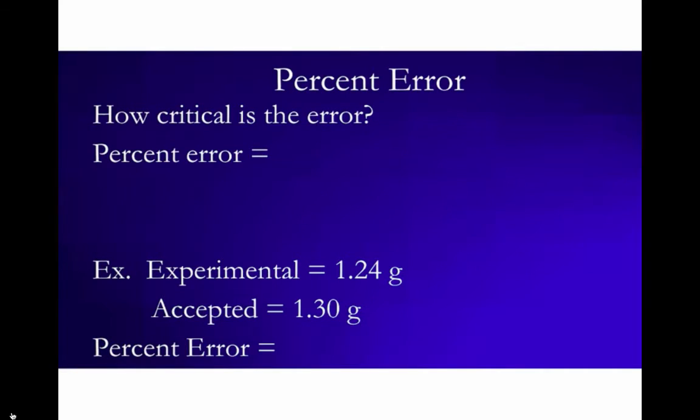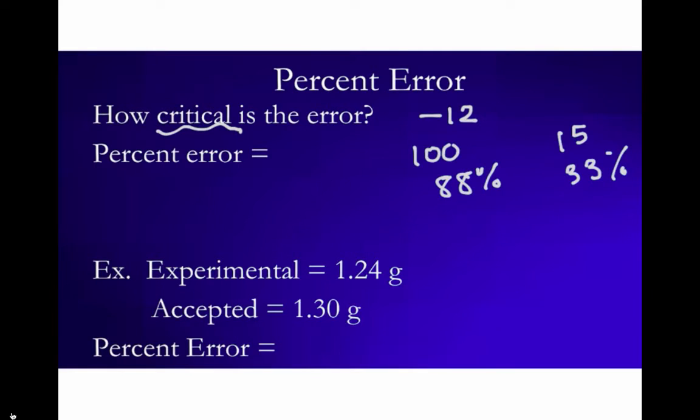So one thing we have to consider is how critical is the error? For instance, if you missed 12 questions on a test, is that really bad? Well, it depends. If your test is out of 100 questions, then you got an 88%, right? But what if your test was out of 15 questions? Oh dear. Then you got a 33%. So the question is, how do we compare the amount of error to the size of the true value? Like, how big was it supposed to be?